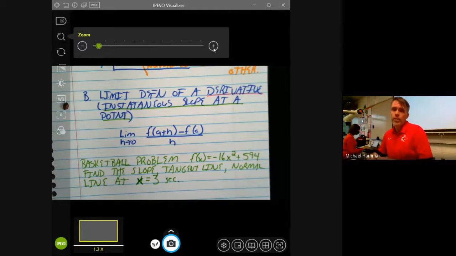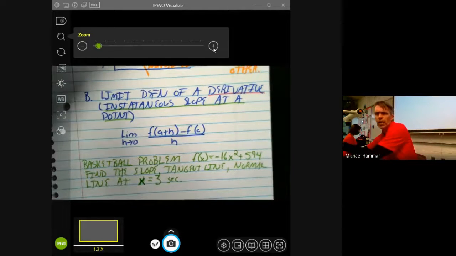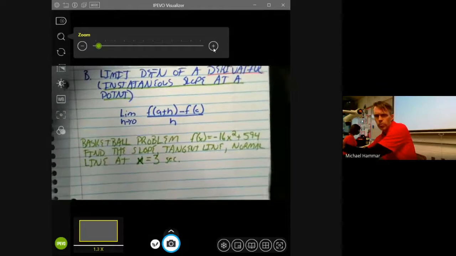So this is the problem that we are going to take a look at. We are going to work our way all the way through this, and we're going to kind of go through how you do all of the parts.